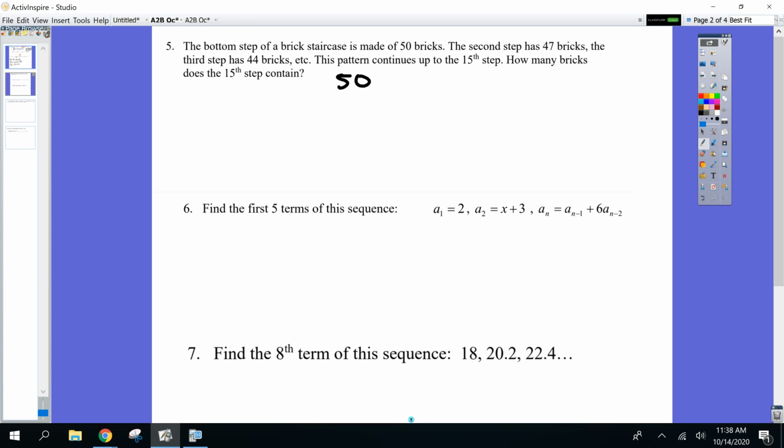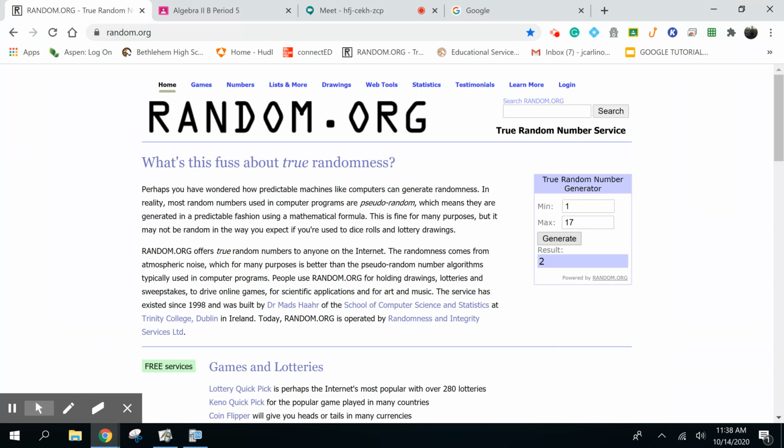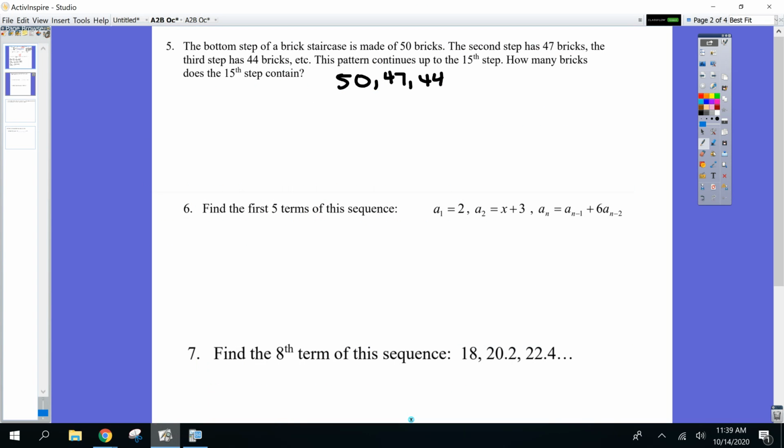50, what's the second term of this sequence? 47, 44. All right, Isaiah, what's the pattern? It goes by 3. What do you mean by 3? Like you subtract 3. Subtract 3, okay? Make sure when you say by 3, subtract 3. Everyone, yes, subtract 3. This is called an arithmetic sequence. What's the only formula I have for an arithmetic sequence? The one on the formula sheet, A1 plus n minus 1 times d. We're going to use this to find the 15th term. How many bricks does the 15th step contain?